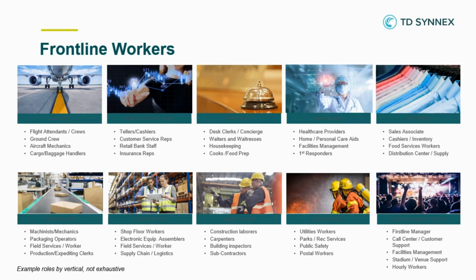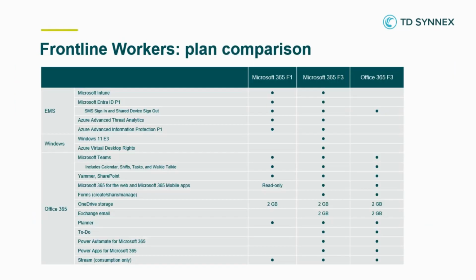However, the devices that they use are just as important to secure and manage as any other device in the organization. So the frontline worker has special plans, the F plans, that have been designed to meet their requirements. If we look at a more detailed breakdown of what's in the Frontline Worker plans, we can see that the Microsoft 365 F1 plan gives the user the ability to consume content, work with teams, and has the security and management tools of EMS E3.